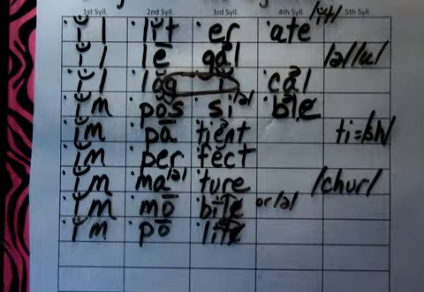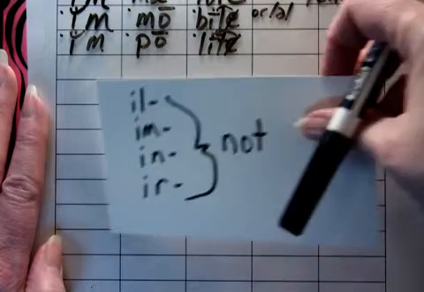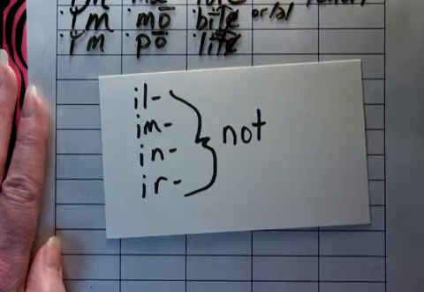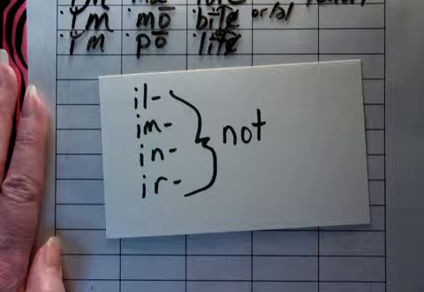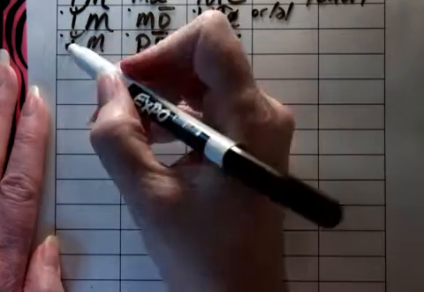Alright, here we go. Part 2 of the story, the Gymnast words. So we finished the IL and the IM words. Now we're going to do the IN. Remember, these all mean not. So whatever your base word is, it's the opposite. Alright, the first word we're going to do in this part is invisible.